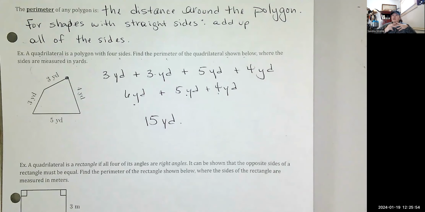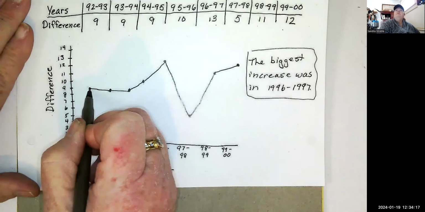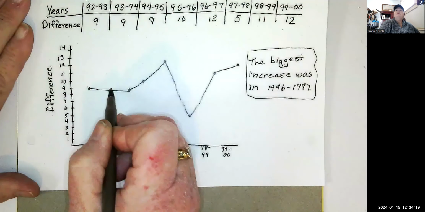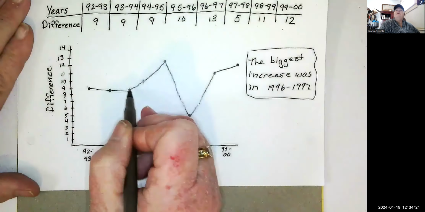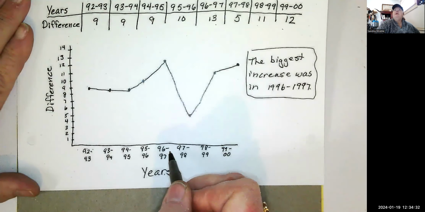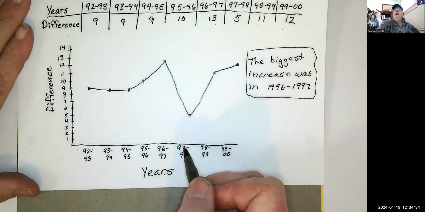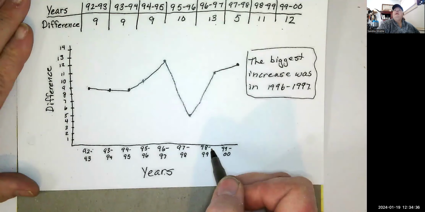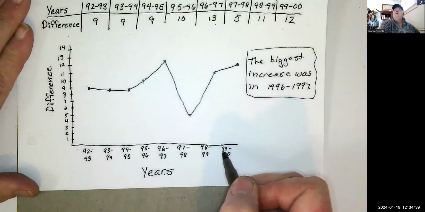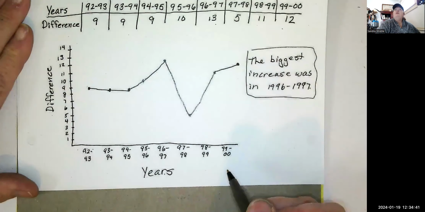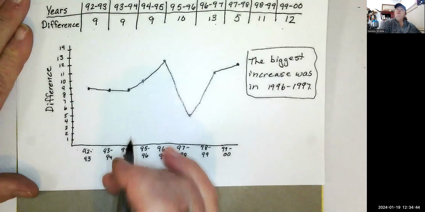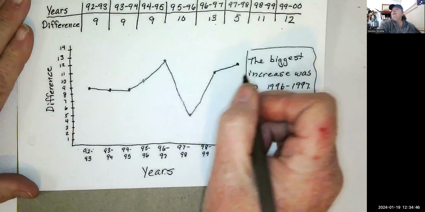Then you come along and plot from 92 to 93, you plot up at 9. Same thing for 93, 94, and same thing for 94, 95. 95, 96, you've got to go up to 10. So you're just plotting the points. Don't draw the line yet. Just plotting the dots. 96, 97, you're going to go up to 13. 97, 98 down to 5. 98, 99 up to 11. And then 99 to 2000 is up to 12. Once you get those plotted, then you connect them with your line segments.